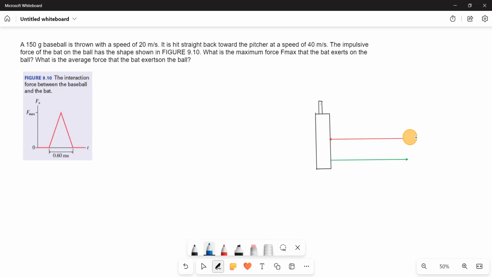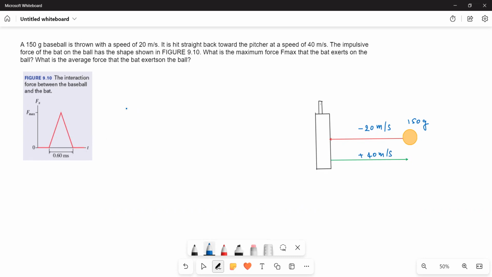Here, the ball is thrown at the bat, and the ball mass is given as 150 grams, and then it is traveling with a speed of 20 meters per second. It is going towards the left, that is why I take this as negative. After the ball hits the bat, on the return journey, I will take this as plus 40 meters per second. This is the information, and additional information is given in the graph.